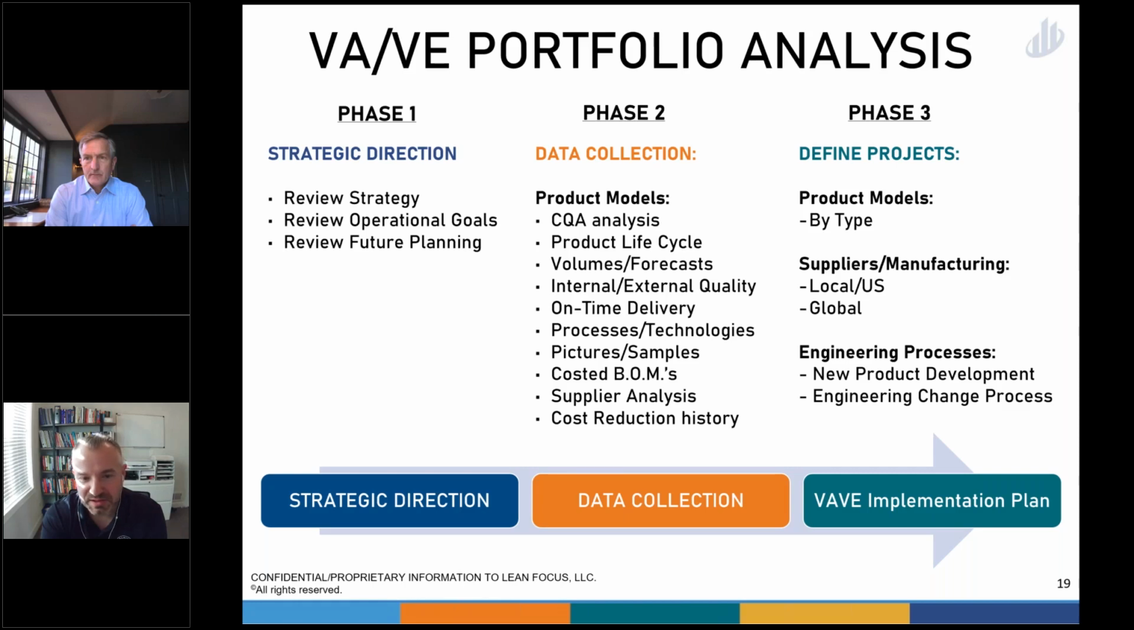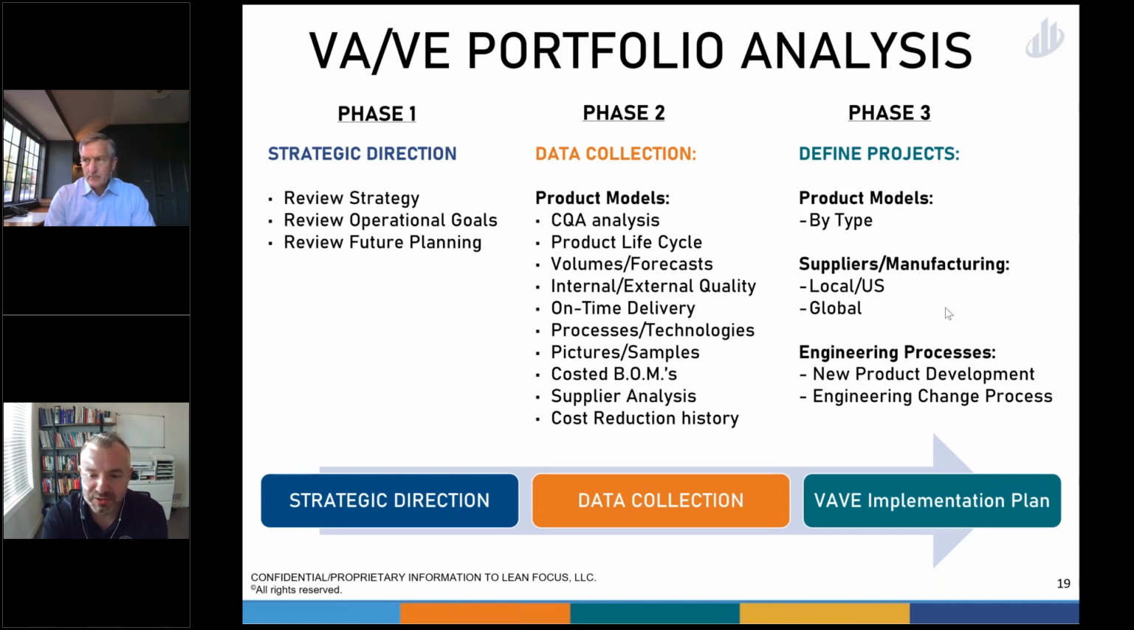Then we go into phase 2, where we're looking at more detailed analytics around cost quality analysis, things like warranty expense and scrap. The product life cycle, how late or early in the life cycle it is, and what volumes they forecast in the remaining years and current year. All of this is distilled, and insights are gathered from this data collection phase, which then migrate into phase 3, which is a project funnel.